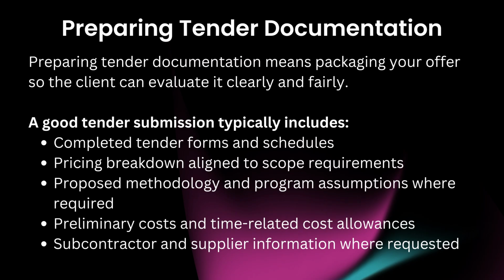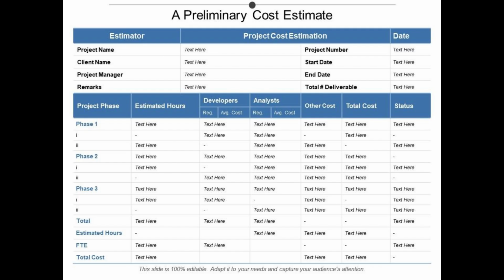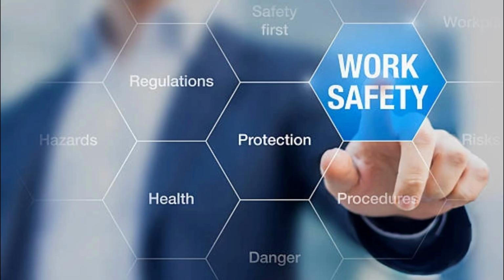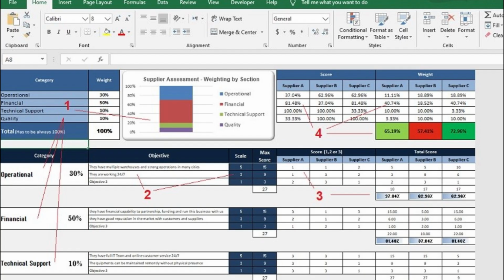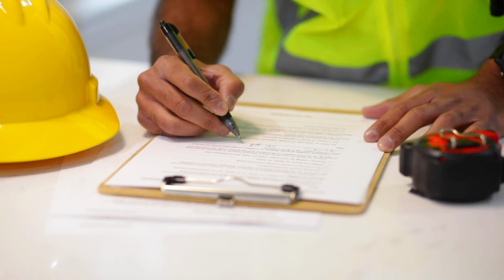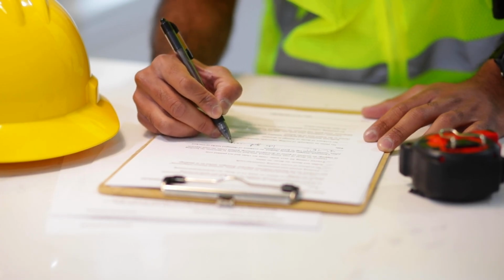program assumptions where required, preliminary costs and time-related cost allowances, subcontractor and supplier information where requested, compliance statements, WHS, environmental, quality approach if required, tender qualifications and clarifications written professionally. A complete tender package reduces questions, reduces dispute risk, and improves your credibility as a contractor.